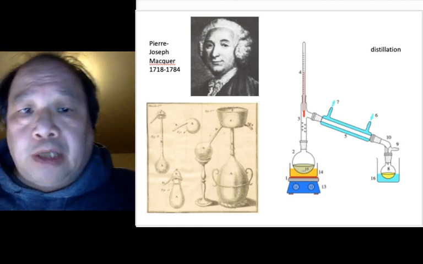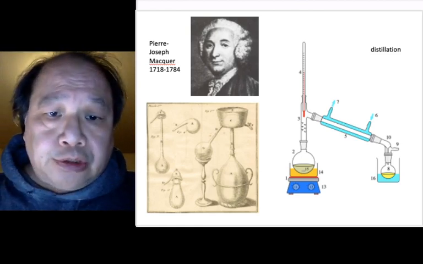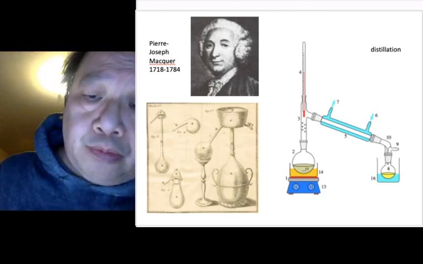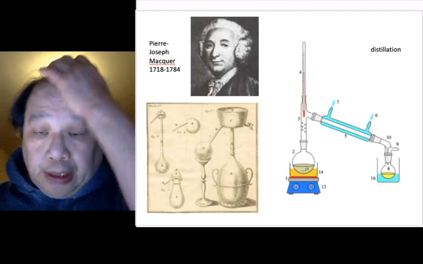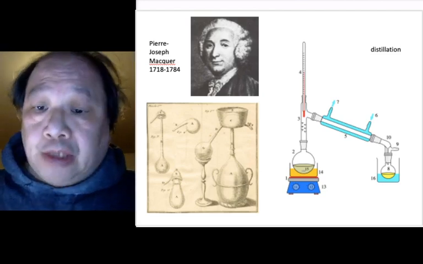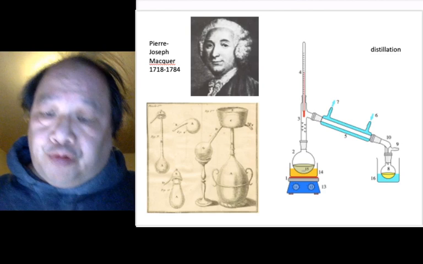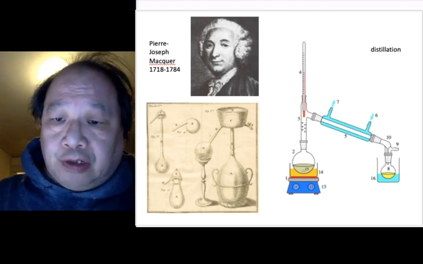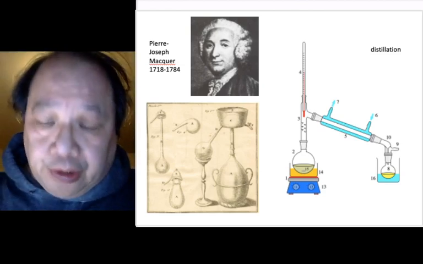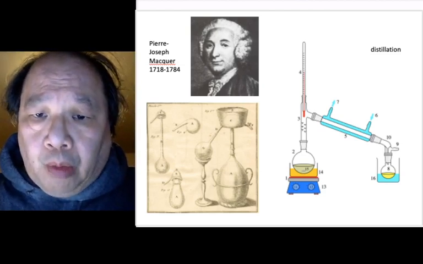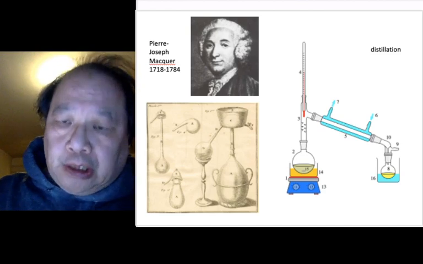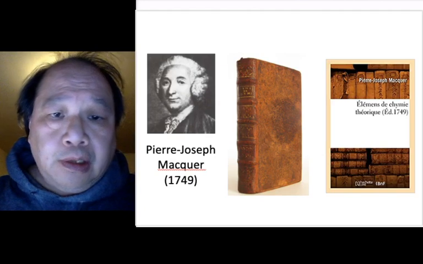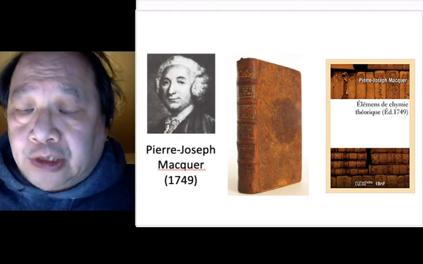One of the most common types of chemical reactions are distillations. There's a distillation apparatus seen on the right, as you will see in organic chemistry labs, for example. And Macquer improved the distillation apparatuses of the 1700s, as shown underneath. But what he also did was he wrote a book, which is The Elements of Chemistry. There's a copy of the book.